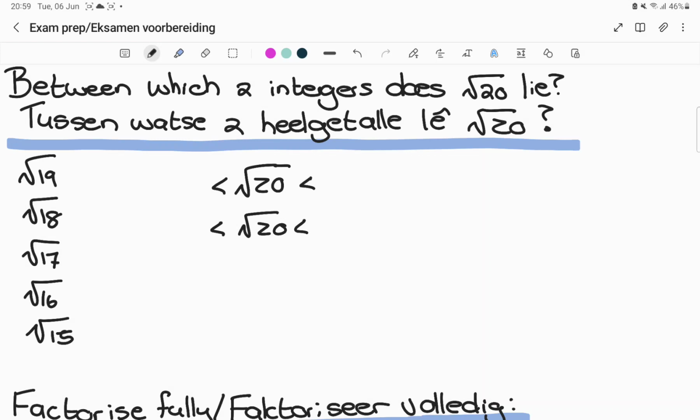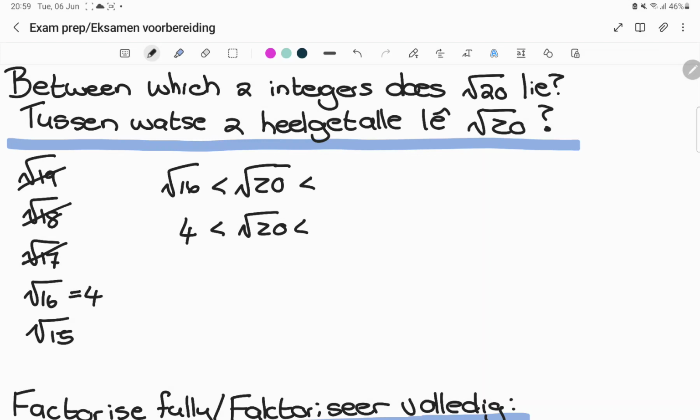Now obviously if we put root 19 into our calculator, we see that this is not a perfect square, this is not a perfect square, this is not a perfect square, but this is a perfect square. So it means the first perfect square I get less than root 20 is root 16, which will give me a value of 4. Then I'm going to do the same on the other side.